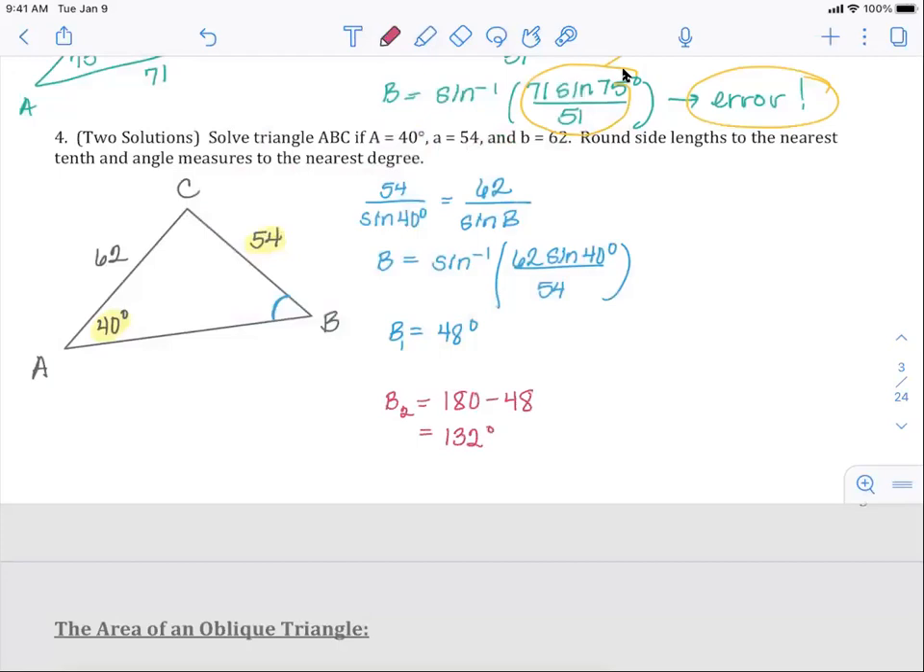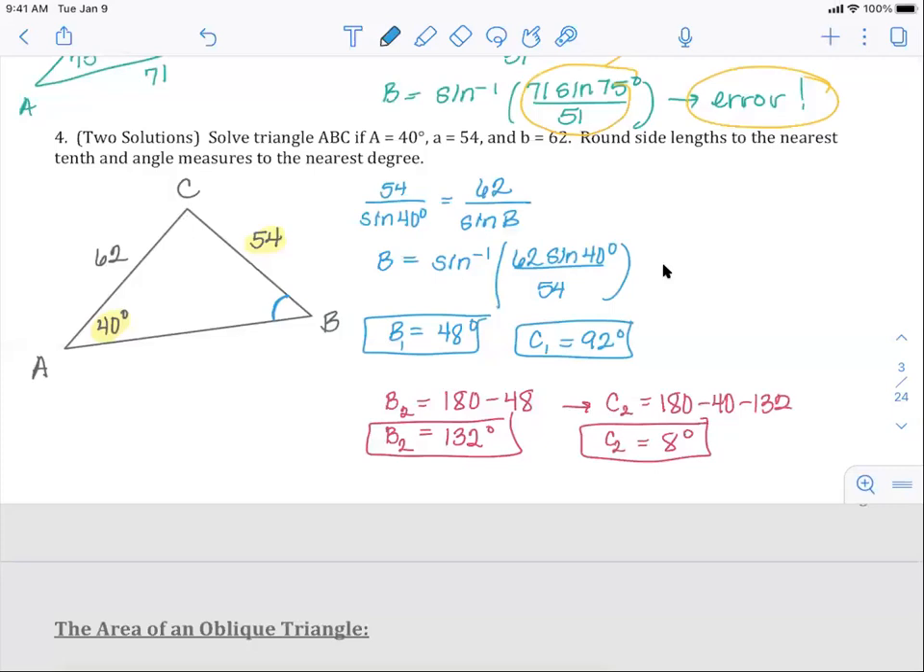If there is a second B, is it possible then for me to have a second C? Are there degrees left over for my triangle? Yeah, if I do 180 minus 40 minus 132, we get 8 degrees. It's an itty bitty little angle, but we do get a second one. So we do have to consider that we have 2 possible triangles. So then we would know that C1 is equal to 92.